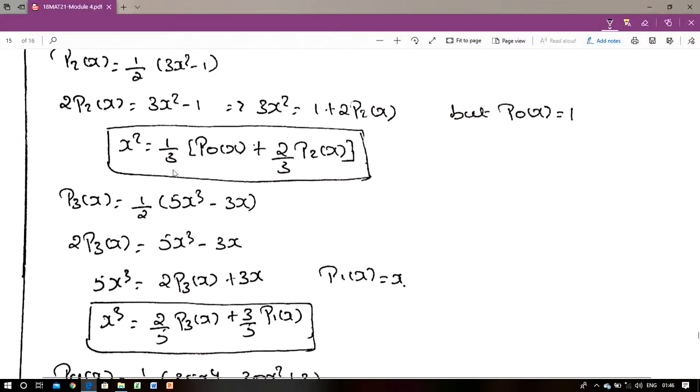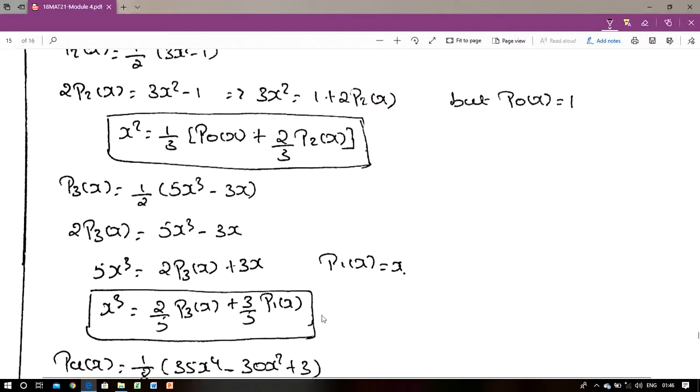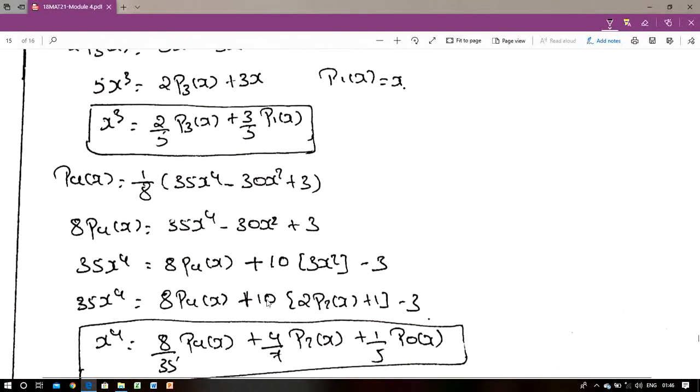Next, this is very useful for solving the problem if you know this result. P3 of x can be written as 1 by 2 into (5x cube minus 3x). Then by cross multiplication, 2 into P3 of x is equal to 5x cube minus 3x. Then 5x cube is equal to 2 into P3 of x plus, shifting to the LHS, plus 3x. Then x cube is equal to 2 by 5 into P3 of x plus 3 by 5 into P1 of x. Here x means P1 of x.